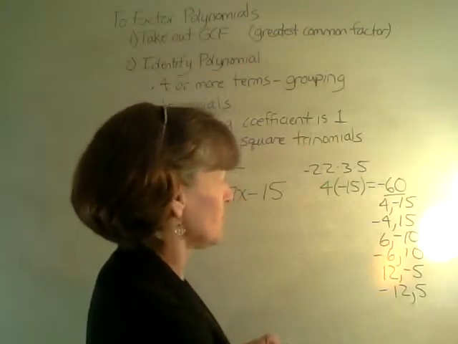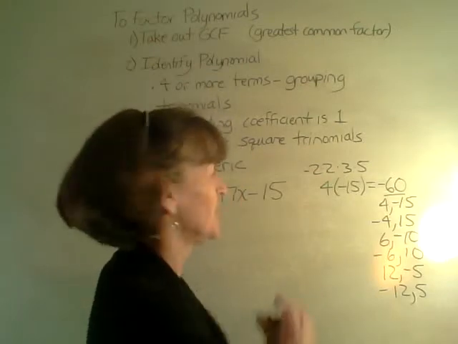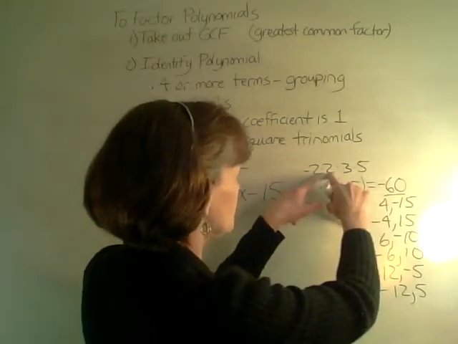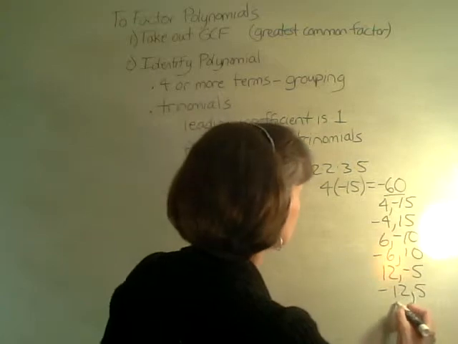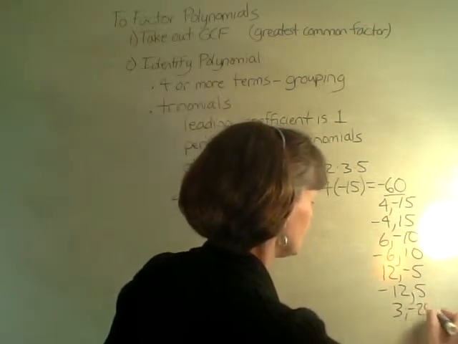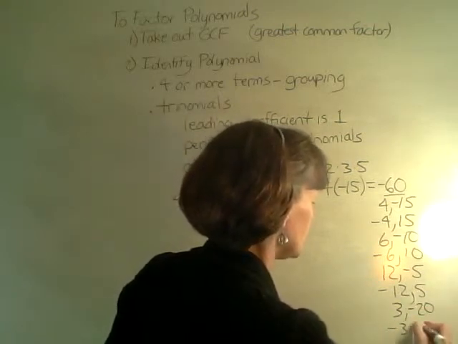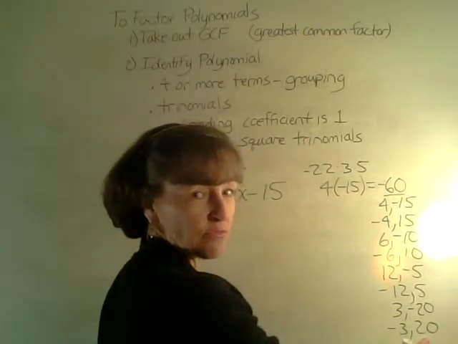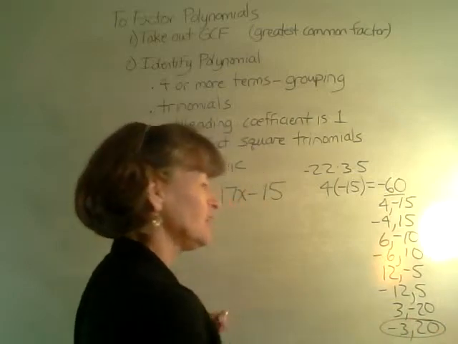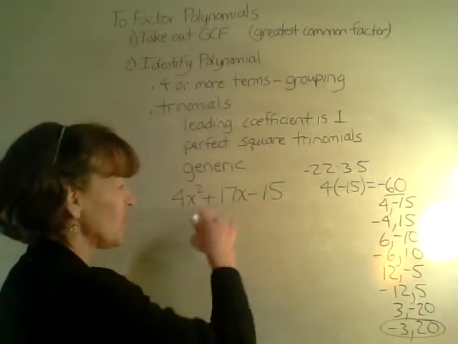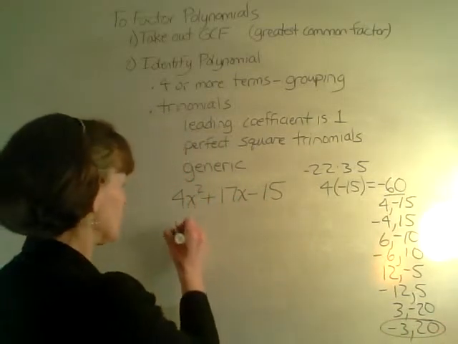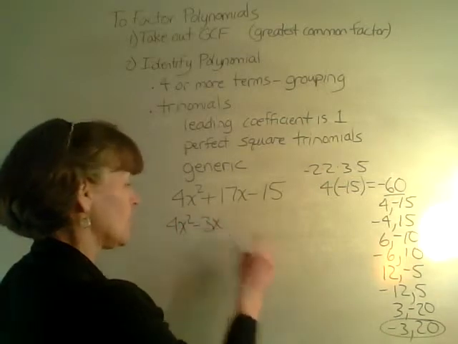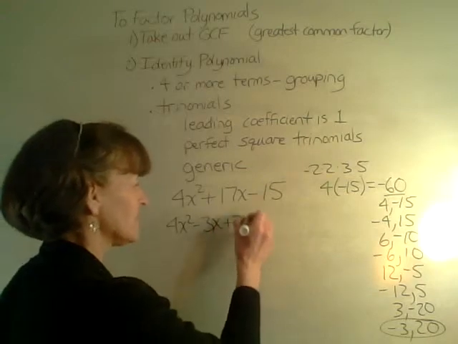Let's see if there might be one more. 3 and 5 times 4, which is 20. So we have 3 and negative 20, or negative 3 and positive 20. Negative 3 and positive 20 add to give me positive 17. So those are the factors that I want to use to write this in 4 terms. So we have 4x squared, and then minus 3x plus 20x minus 15.